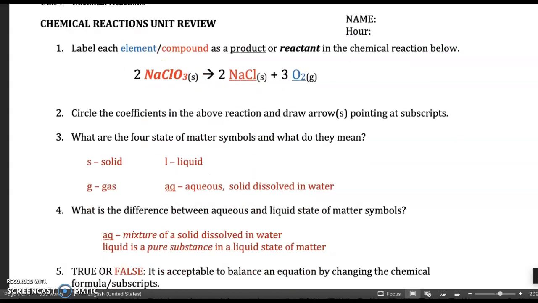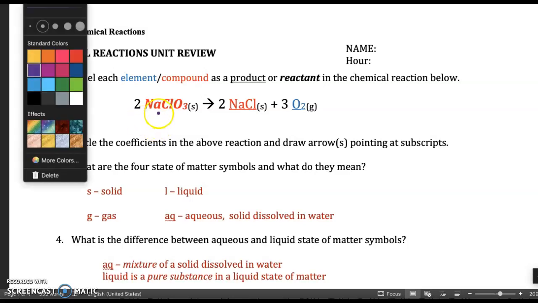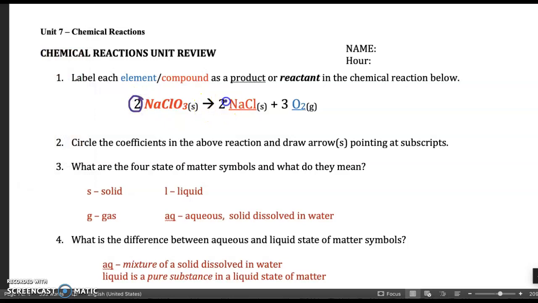The next thing it's asking me to do is circle the coefficients. Those are the numbers that I start with. So I'm circling, circling, circling. Those are the numbers in front. And to draw arrows to the subscripts, that would be the 3 right there and the 2 right here. I'm going to make the G and the S a little bit more clear. The S and the G are state of matter symbols.